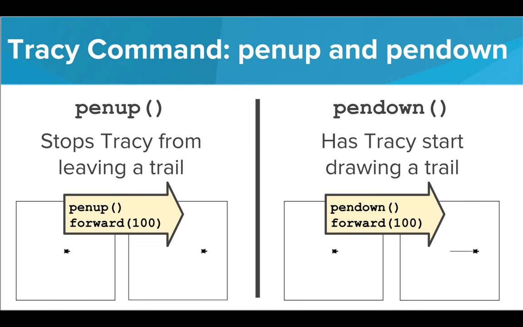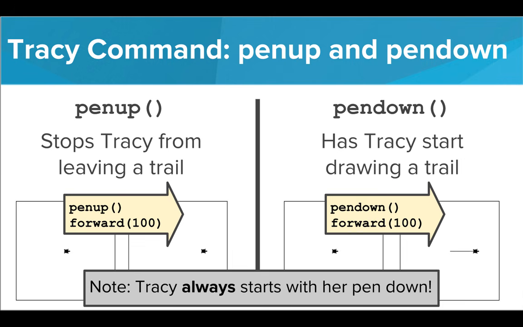An important thing to note is that Tracy's default is to draw a line when she moves, so you do not need to use the pen down command when you first move her if you want her to leave a trail. Let's go ahead and use these commands to write some Tracy programs.